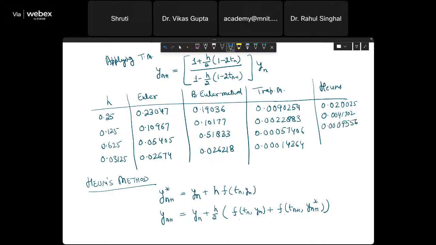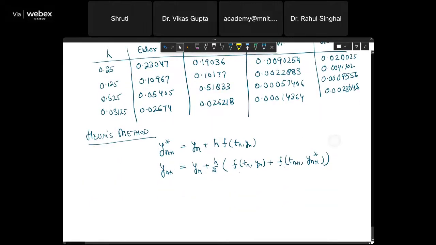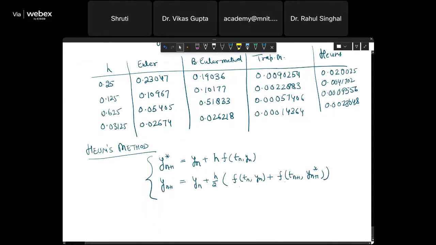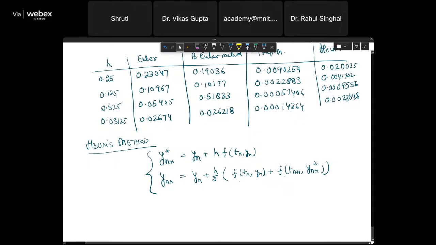So what we are observing here is that it is not giving accuracy better than the trapezoidal method. It is in fact less accurate than the trapezoidal method, though it is still second order accurate. So it depends on our problem what method is applicable. This is for your information I'm giving. Using this method we solve this and get this. The details you can do on your own.